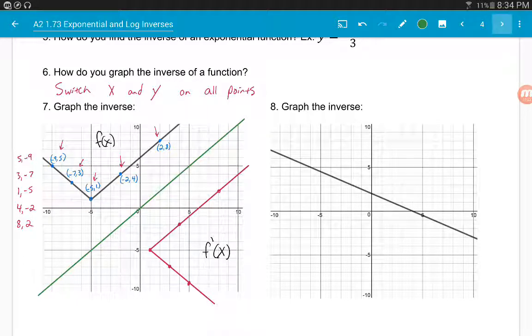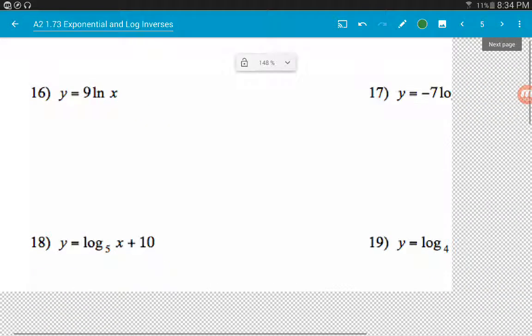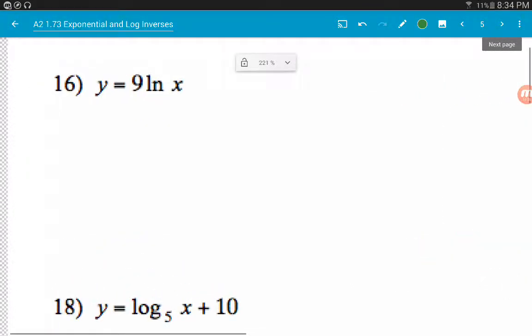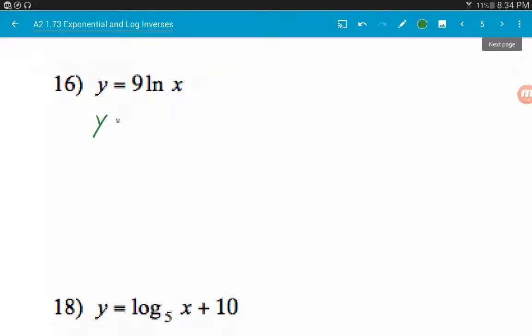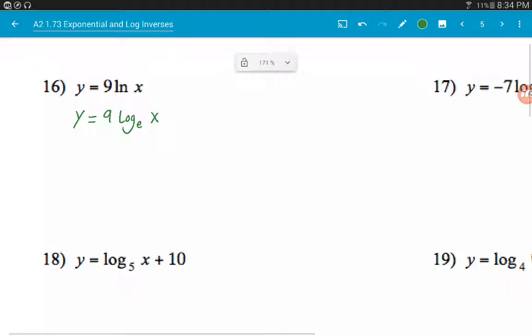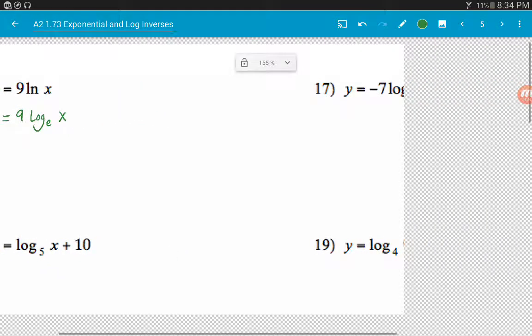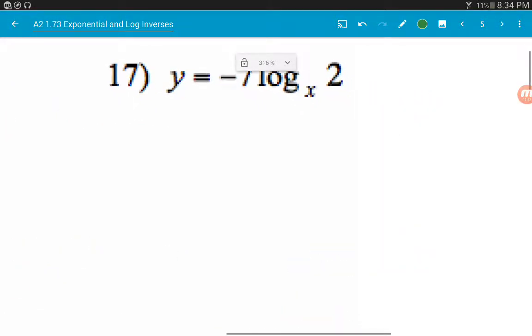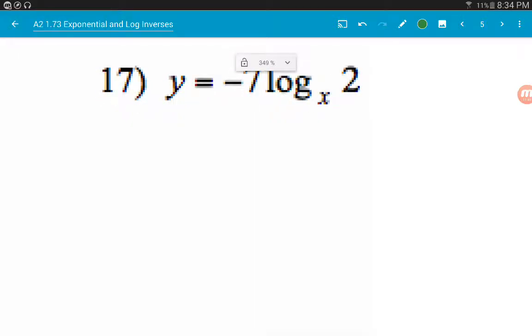Now I'll give you a hint on the homework. Just a hint on 16 and 17. For 16, you're going to want to set it up as y equals 9 log base e of x, because ln is a log base e. And that should make your life a lot easier. And you can work from there, following the same steps that I did in the example. For 17, we end up with something very interesting, so I'm going to walk through that real quick.